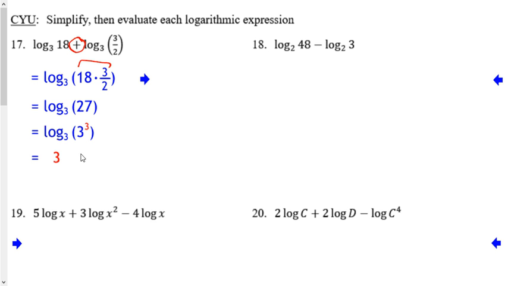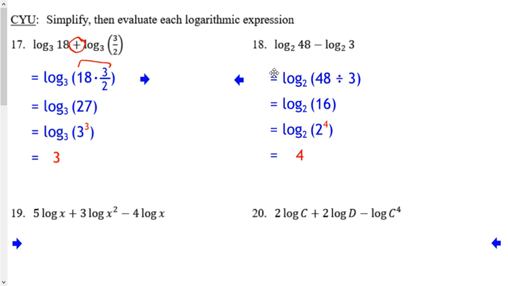For question 18, we're subtracting logarithms, which means we divide the powers inside a single logarithm. That gives us 16. 16 is 2 to the fourth. Log base 2 of 2 to the fourth is equal to 4.